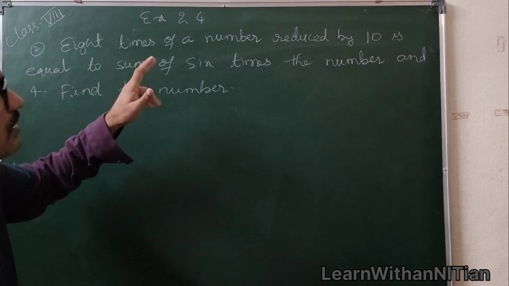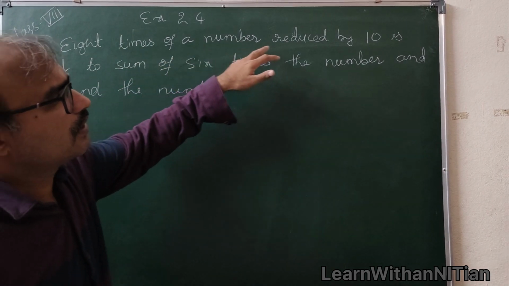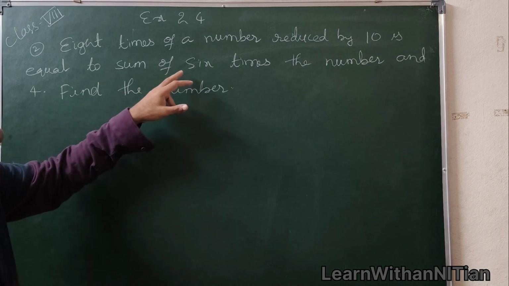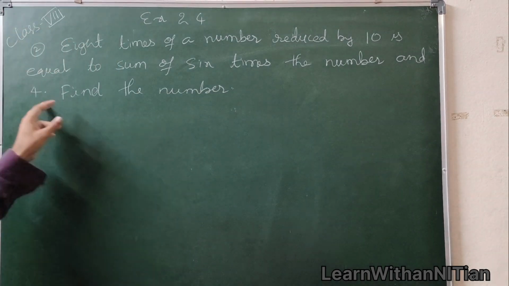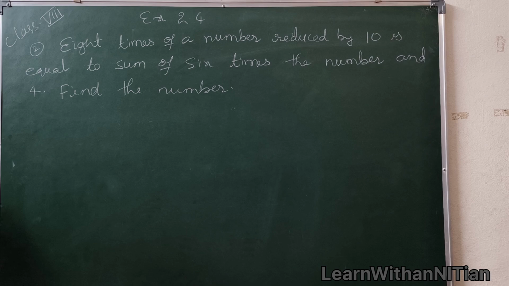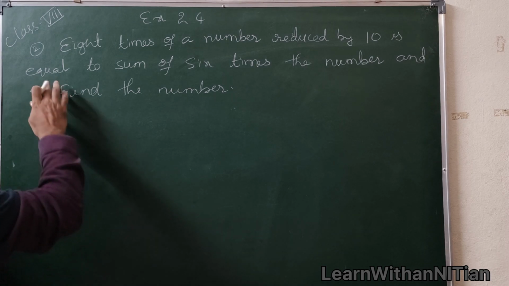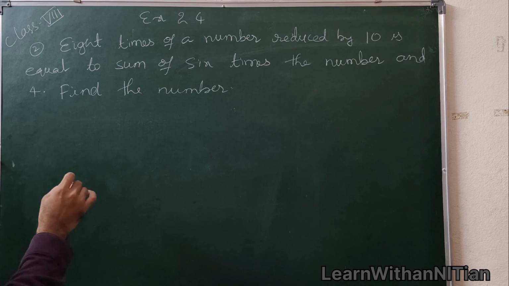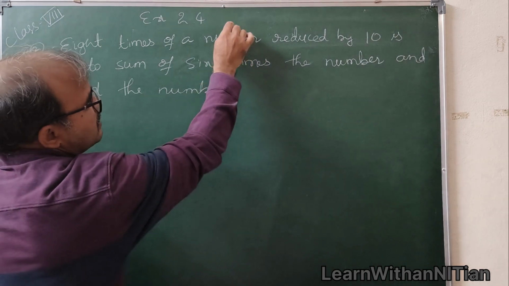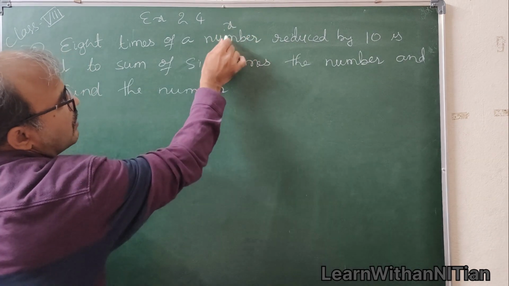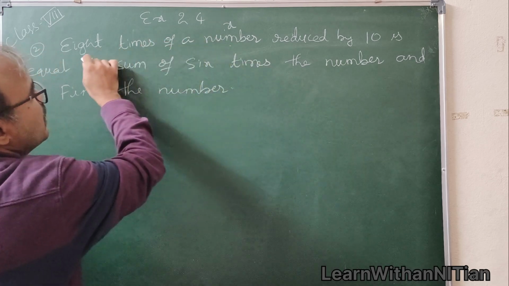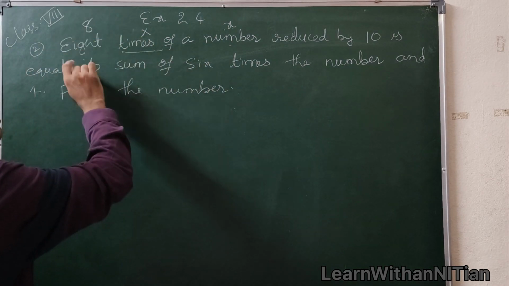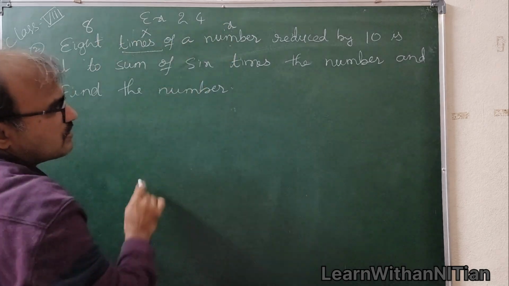So the question says 8 times a number reduced by 10 is equal to the sum of 6 times the number and 4. Right? So here there is no confusion. Is equal to is there. No, that will become the equal symbol. If we consider the number as x, let the number be x. 8 times that number. 8 times means multiplication. So it became 8 times x.